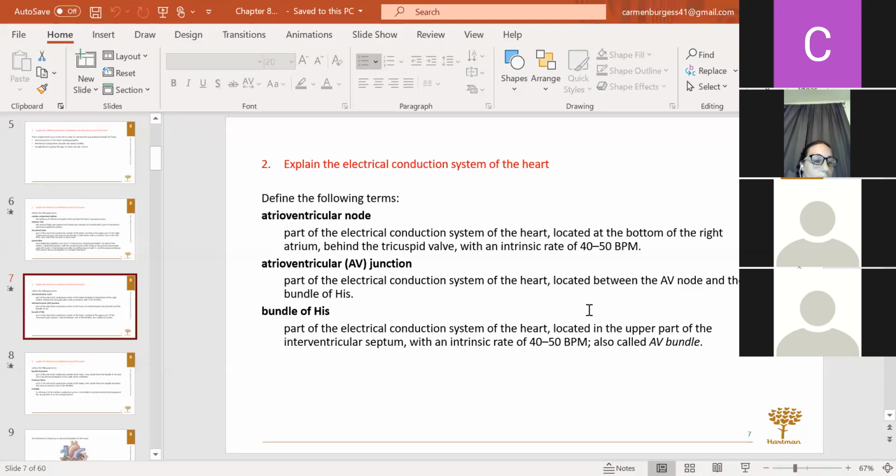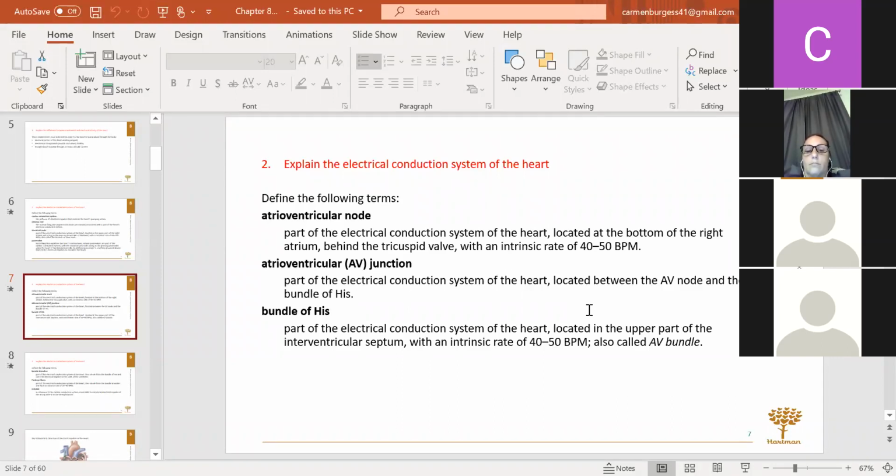So it has an intrinsic rate of 40 to 50. Everybody understand that? It's different. Each node or junction or part of that heart has a different intrinsic rate. Because what is happening? It's contracting. You've got all this force, and it's got to send that electrical activity down. But as it goes down, the force is going down, and everything kind of slows down.